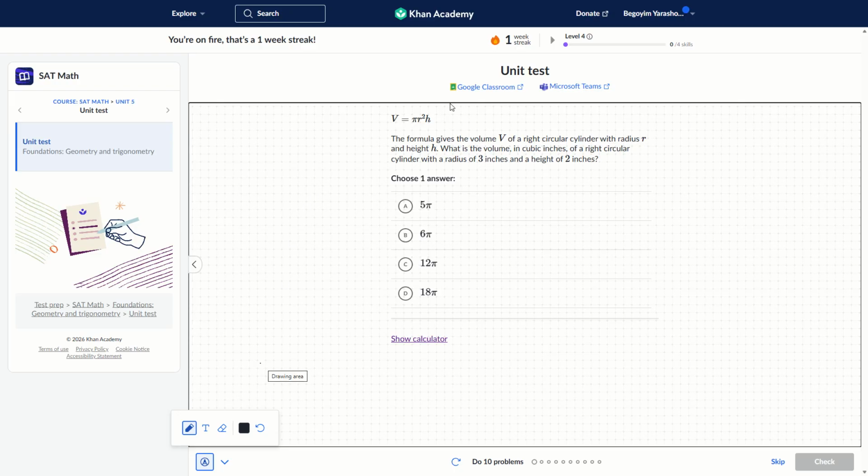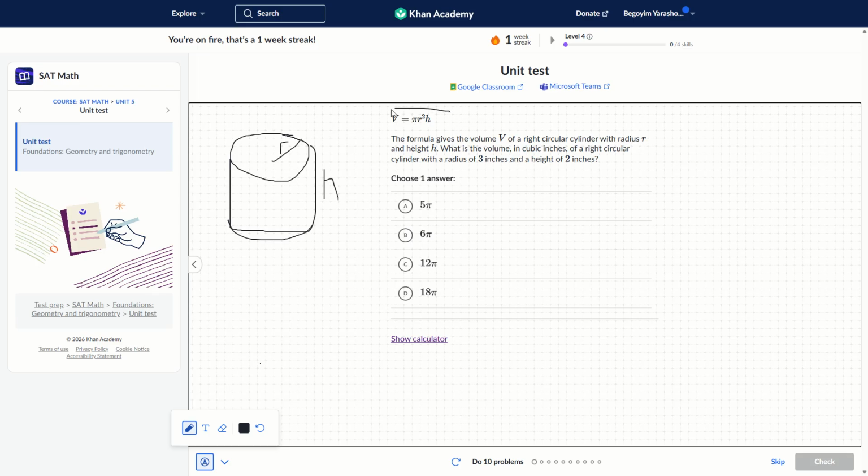Okay, the first question. The formula gives the volume of a right circular cylinder. What is a cylinder? We're going to quickly draw it. It looks like this. It might not be a perfect cylinder, but hopefully you can understand. It's like this. So yes, this is the radius, and this is the height.